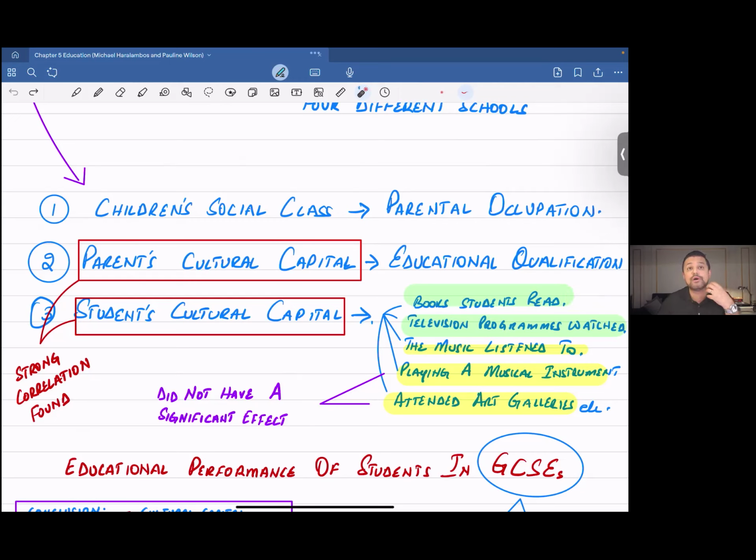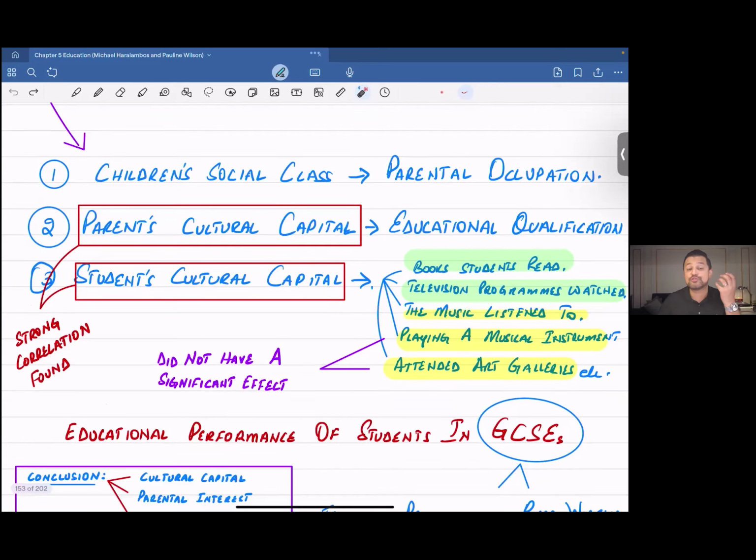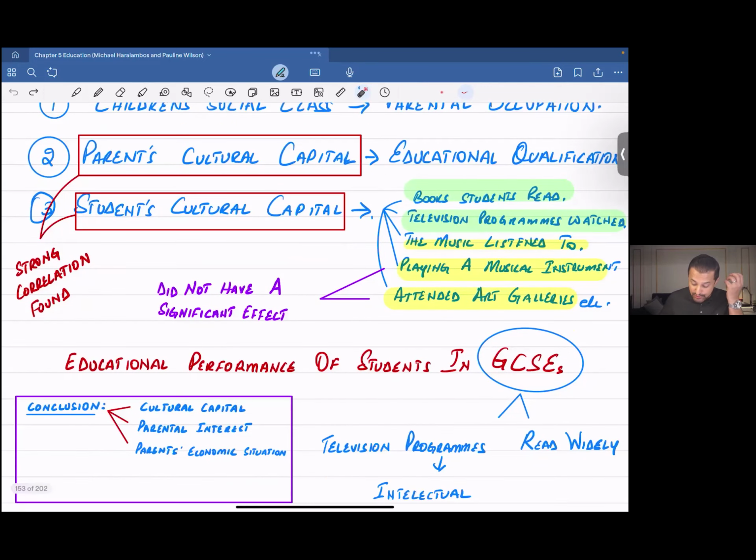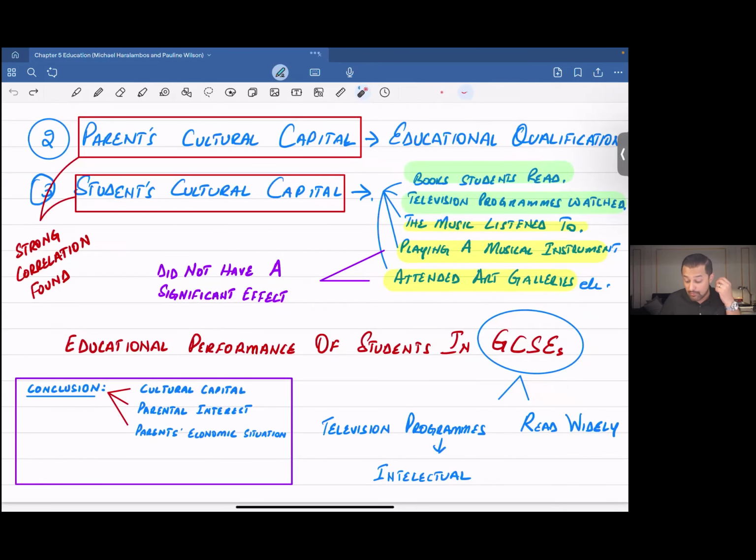Now, students who used to watch intellectual television programs and students who would read a wide variety of books, according to Sullivan, these students eventually ended up performing better when it came to the GCSE results. She found a very strong correlation between the parents' cultural capital and the students' cultural capital.